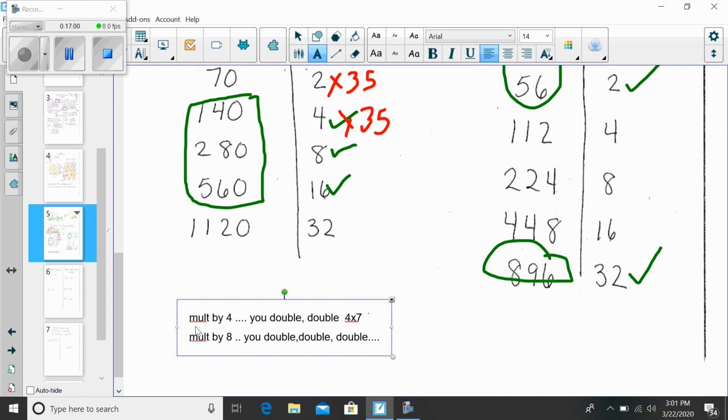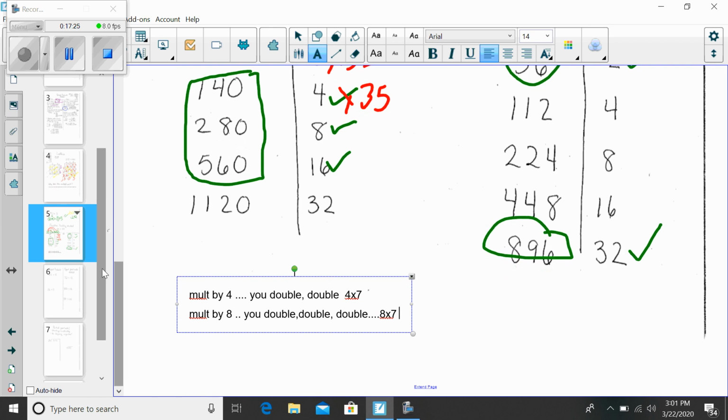So 8 times 7. I could just take my 28 I got when I doubled and doubled, take 28, double it again, 56. 8 times 7 is 56. So that's the takeaway you could actually use in a real life classroom.